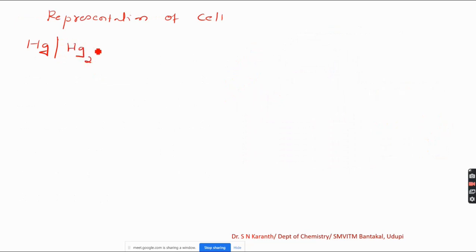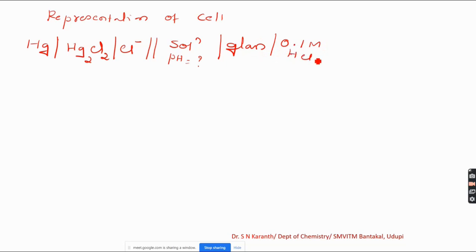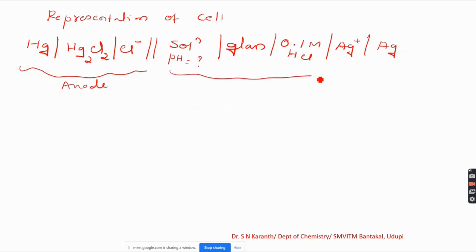Hg bar Hg2Cl2 bar Cl minus. This in turn is in contact with a solution whose pH is to be determined. And this solution is in turn in contact with the glass bulb. The glass bulb contains 0.1 M HCl, the internal standard solution, and it in turn contacts the electrode, that is Ag plus bar Ag. This is a representation of the cell. Up to this much is the anode representation, and this is the cathode representation. This way we can represent this cell.